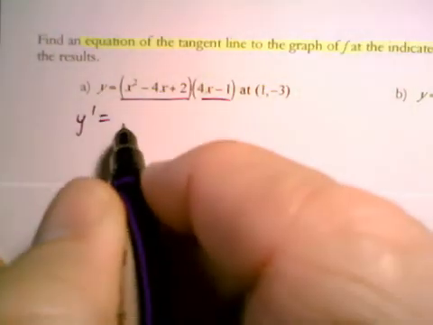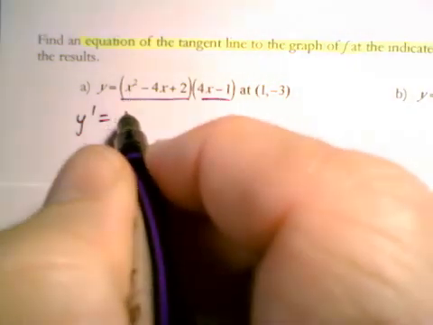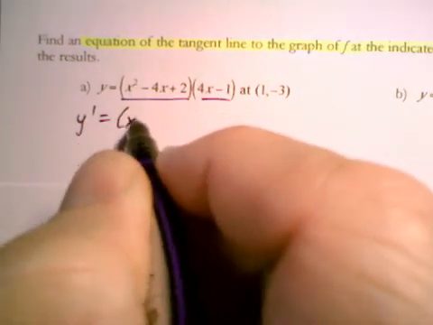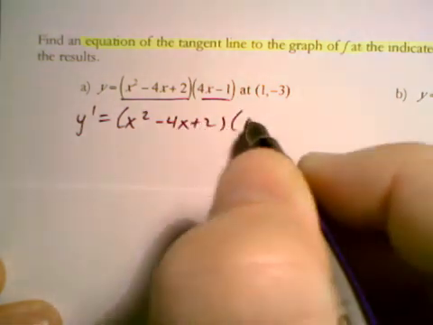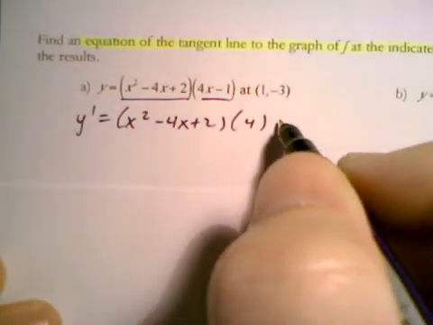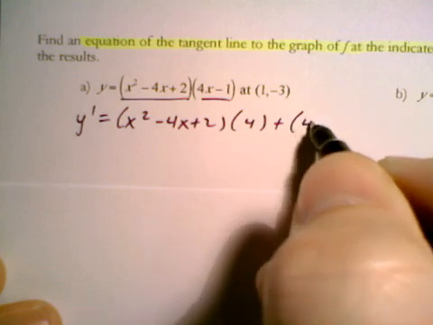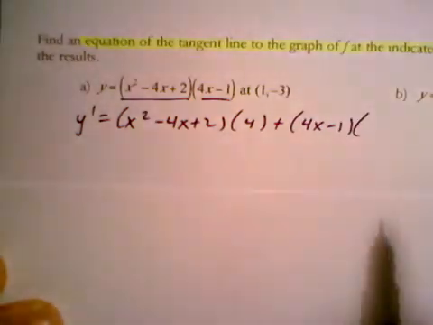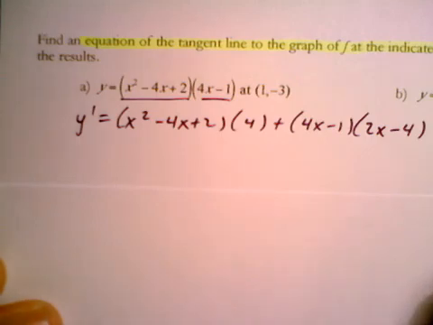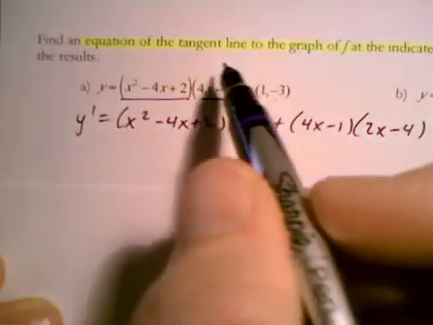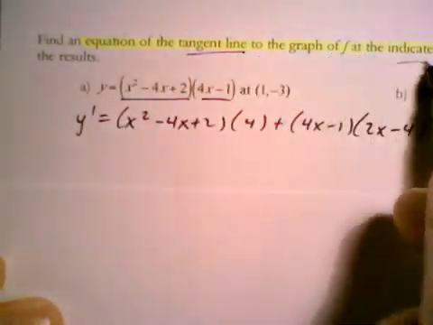So the product rule is the derivative of the first function, x squared minus 4x plus 2, times the second function, 4x minus 1, I should say, the derivative of the first function times the second, plus the first times the derivative of the second, which is 4, plus the second function, 4x minus 1, times the derivative of the first, which is 2x minus 4. Okay, so there's no need to simplify. It says we want to find the equation of the tangent line at the indicated point.